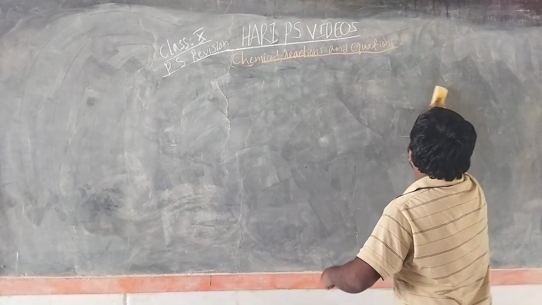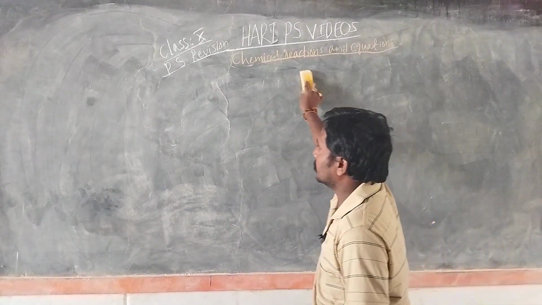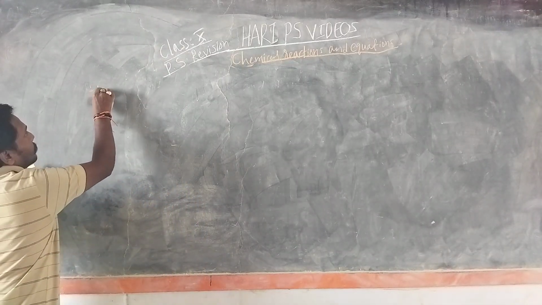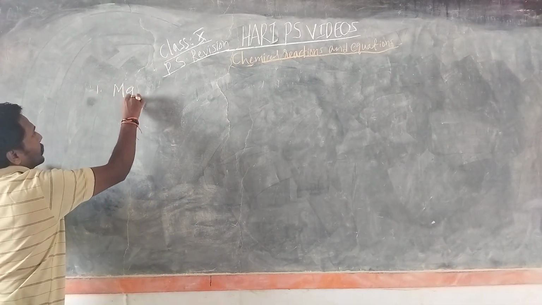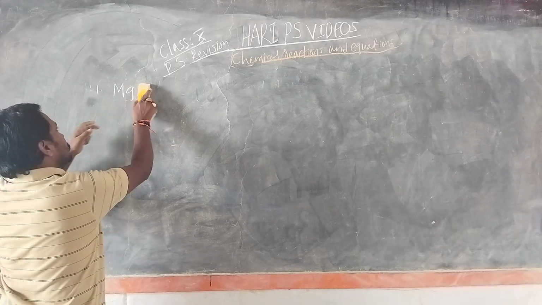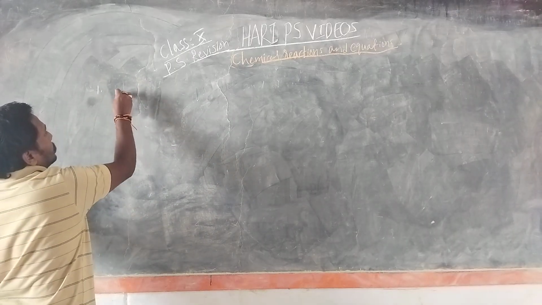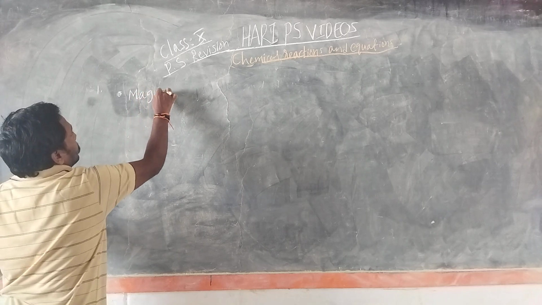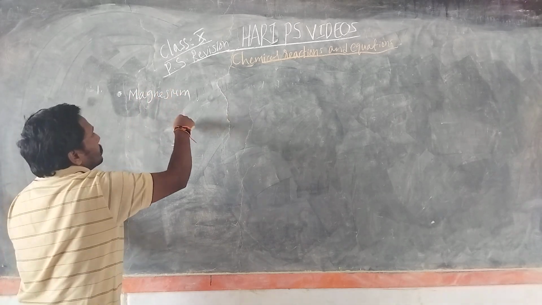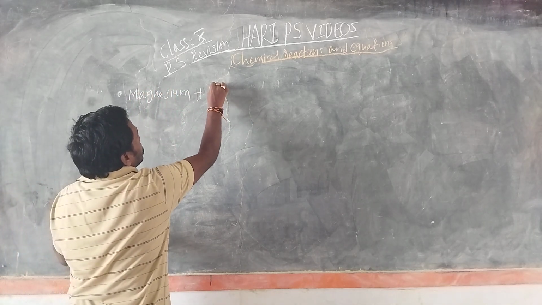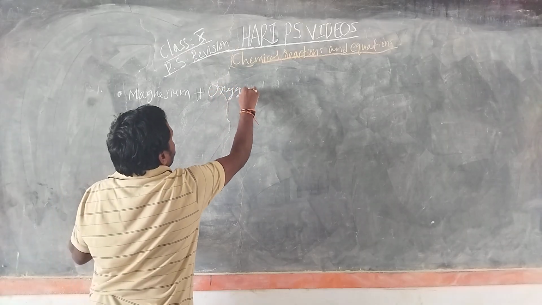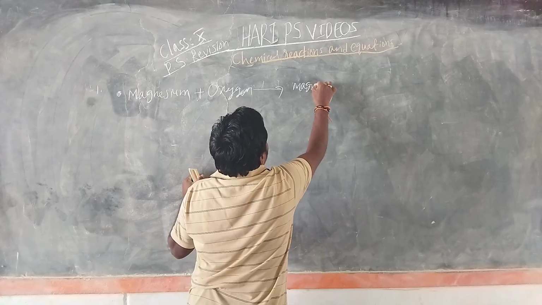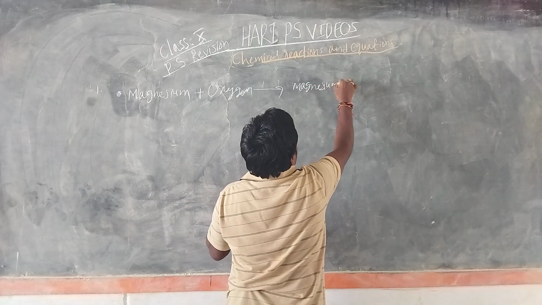Let us discuss one mark question. First one, magnesium. First write the word equation. Magnesium burnt with oxygen gives magnesium oxide.